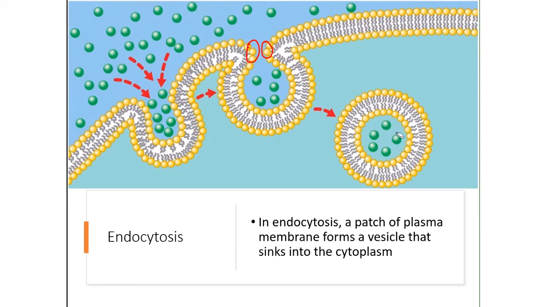And if you want to break down the contents of the vesicle, of these green balls that you just ingested, then this will fuse with the lysosome, right? You remember from last lecture, the lysosome is going to have these enzymes that will then break down the green circles here.